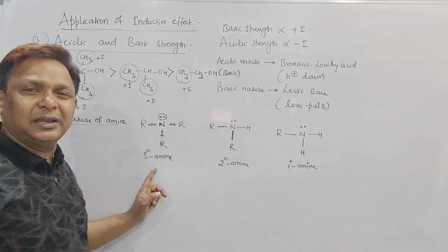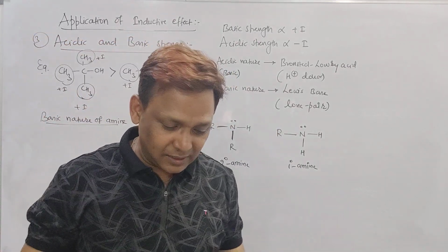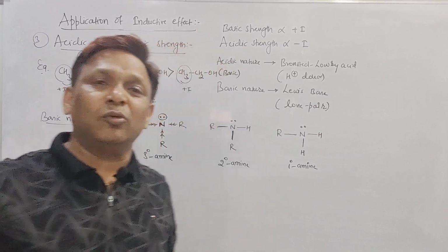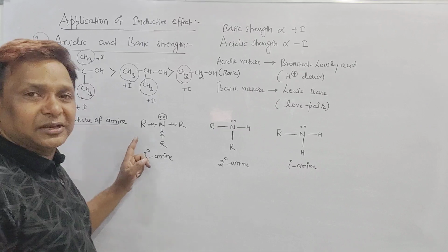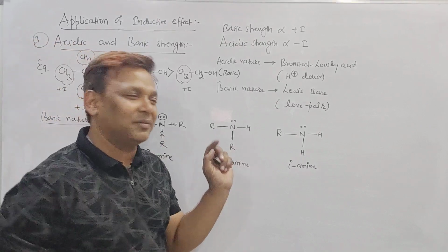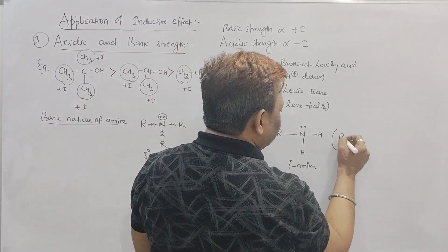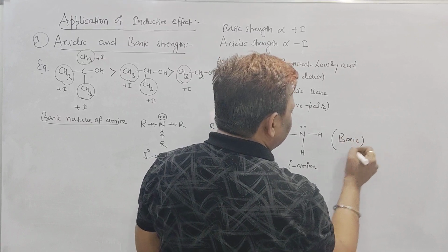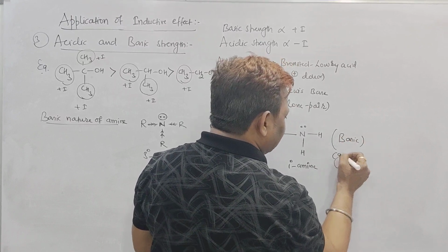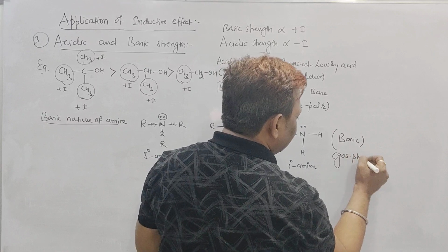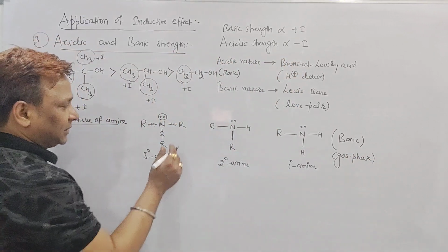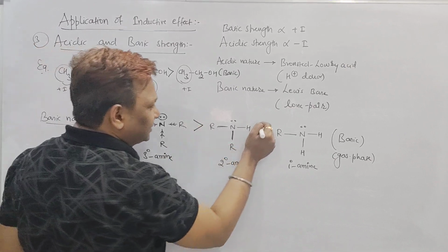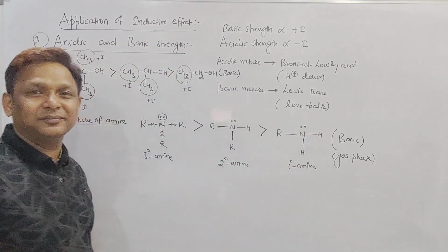So among the tertiary amine, secondary amine and primary amine, can you tell me which is more basic in nature? Here, if you want to know their basic strength, this basic strength is in the gaseous phase. When it is in the gaseous phase, tertiary amine is more basic in nature than secondary than primary.